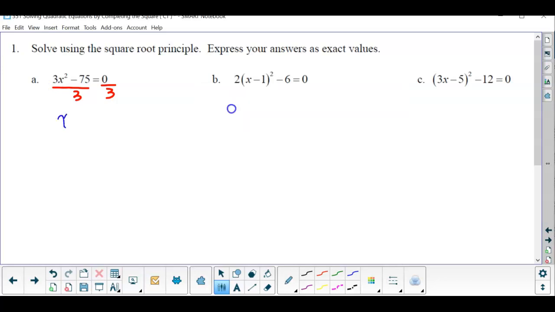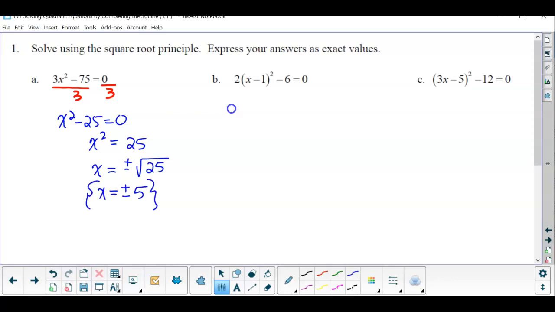So this is going to be x squared minus 25 equals 0. And so by the square root principle, we're not going to factor it. We're going to bring the 25 over to the right and then take the square root of 25, which we have to do. You have to take the positive and the negative root. And so that's going to be plus or minus 5.